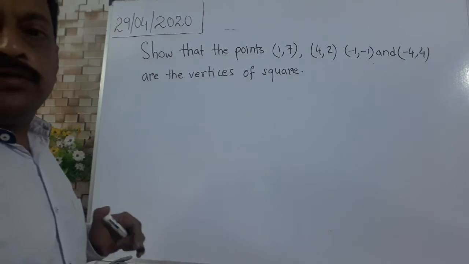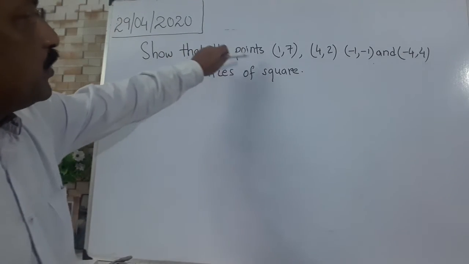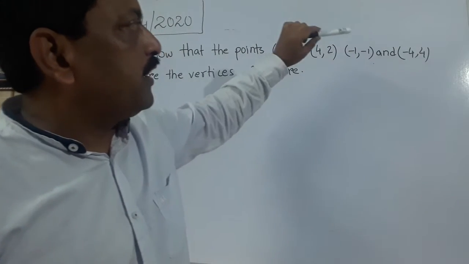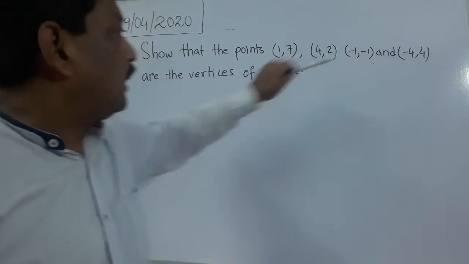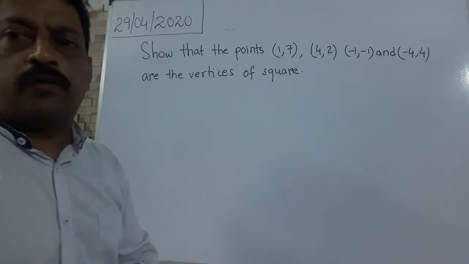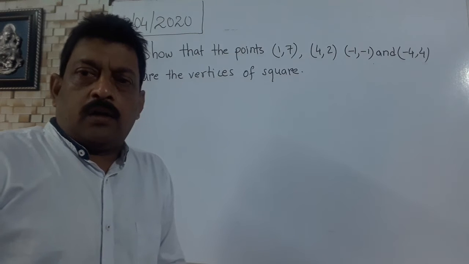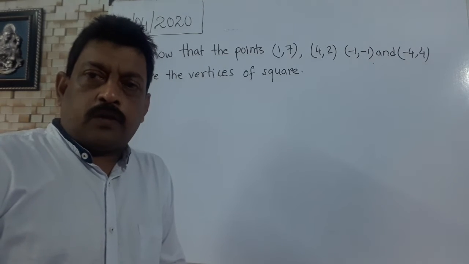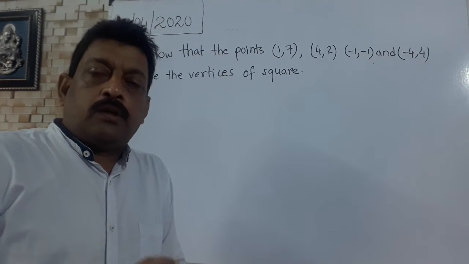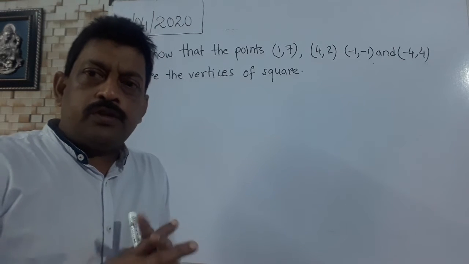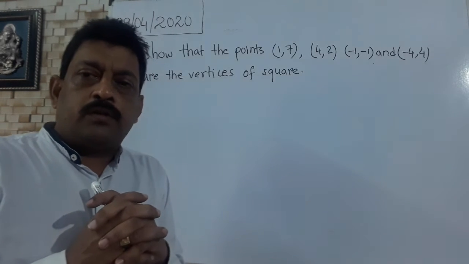So, here is the question. Show that the points (1, 7), (4, 2), (-1, -1) and (-4, 4) are the vertices of a square. We all know the property of a square. In case of a square, all the 4 sides are equal. But remember, all 4 sides are equal in case of a rhombus also. Then how to distinguish between a square and a rhombus?